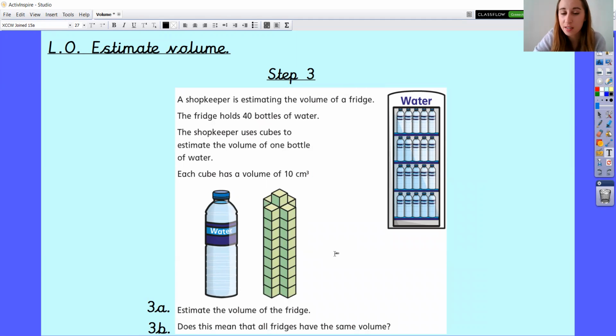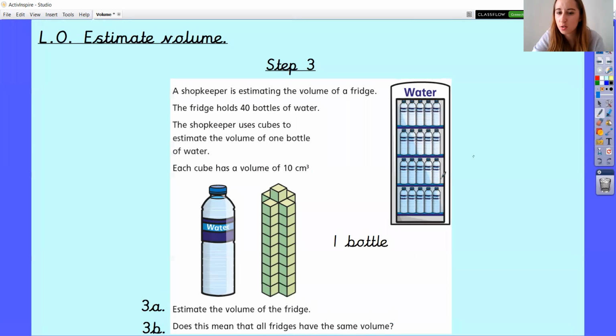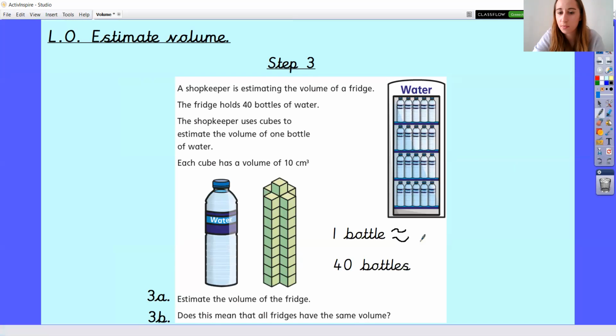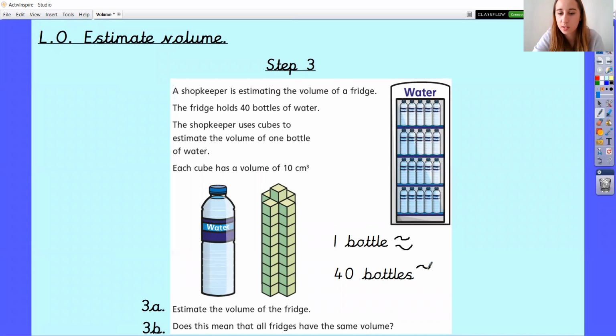So first of all, we need to estimate the volume of this fridge. So I would suggest you estimate the volume of 1 bottle of water first. But remember, you might want to do that wiggly equal sign because it's not an exact answer, it's an estimation. And then you can use that to work out what the volume of 40 bottles would be. Okay, those would be my top tips to solving this problem.